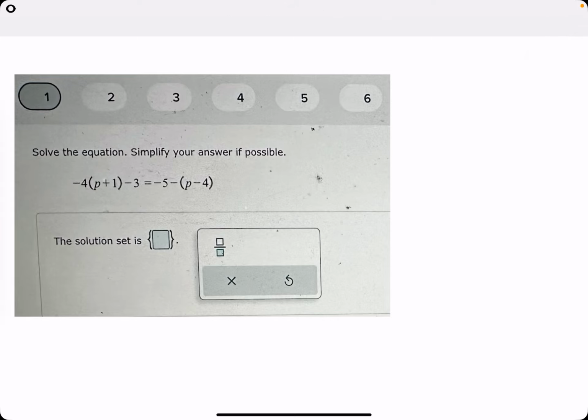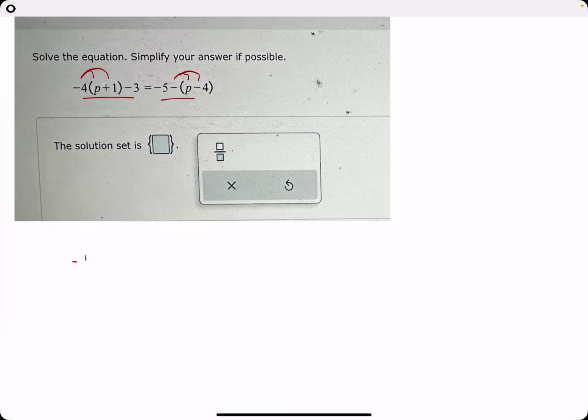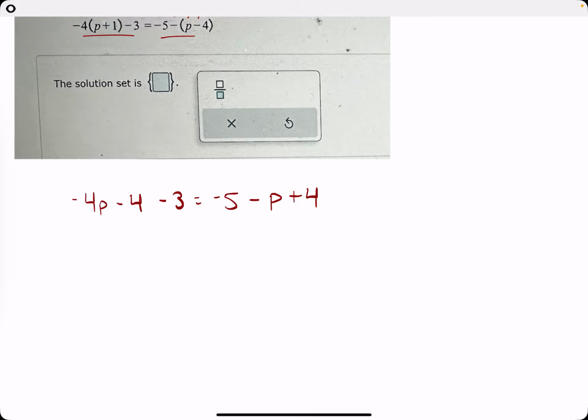Okie dokie, in this video we'll be covering 1014 quiz 3 practice problems. Starting with number 1, solve the equation, simplify your answer if possible. We're just going to expand what we can here. Let's distribute the -4, distribute a -1, and we will get -4p minus 4 minus 3 equals -5 minus p and plus 4. A -1 times -4 is a +4.